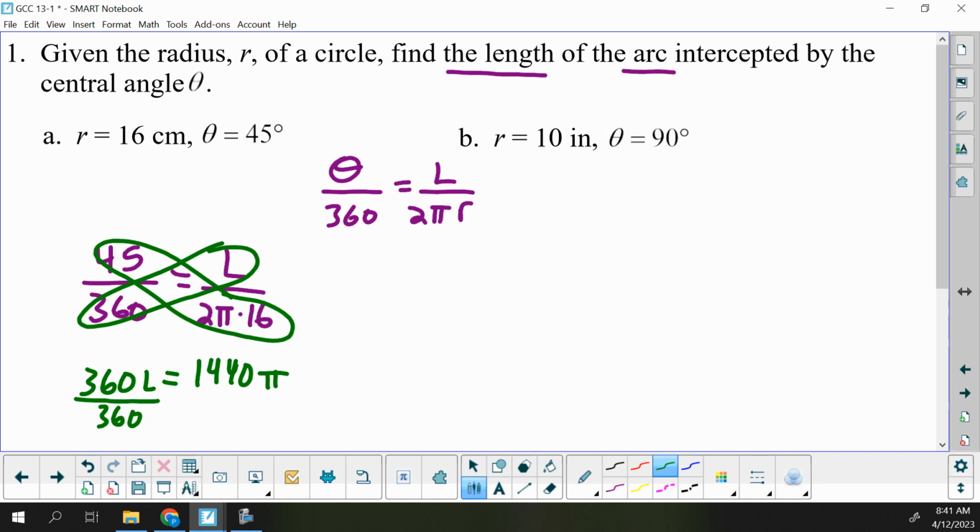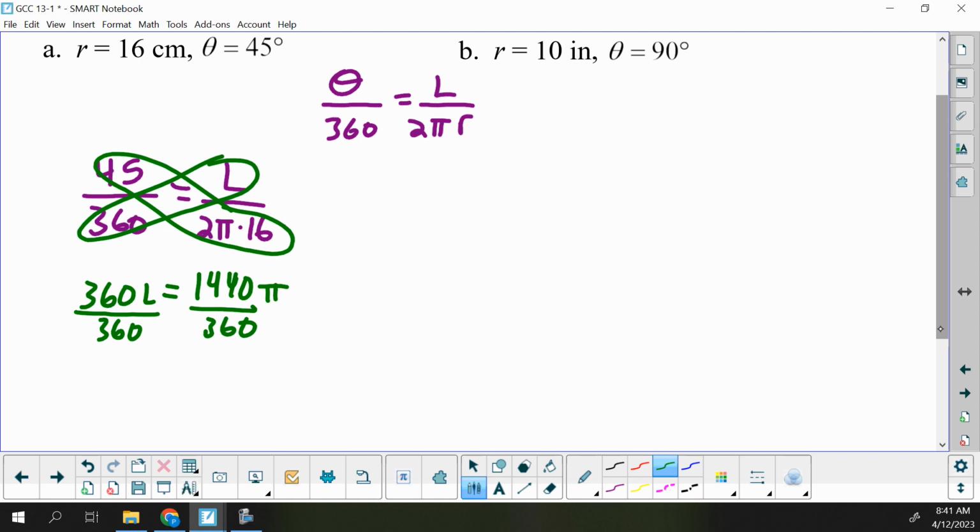We can divide both sides by 360 to get L by itself. So L is going to equal, when we go to divide the right side, only the numerator has a pi, so our answer is going to have a pi in it. When we put it in the calculator, we're just going to do the 1440 divided by 360. So go ahead, put that in the calculator. And we should have gotten 4. So our arc length is 4 pi.